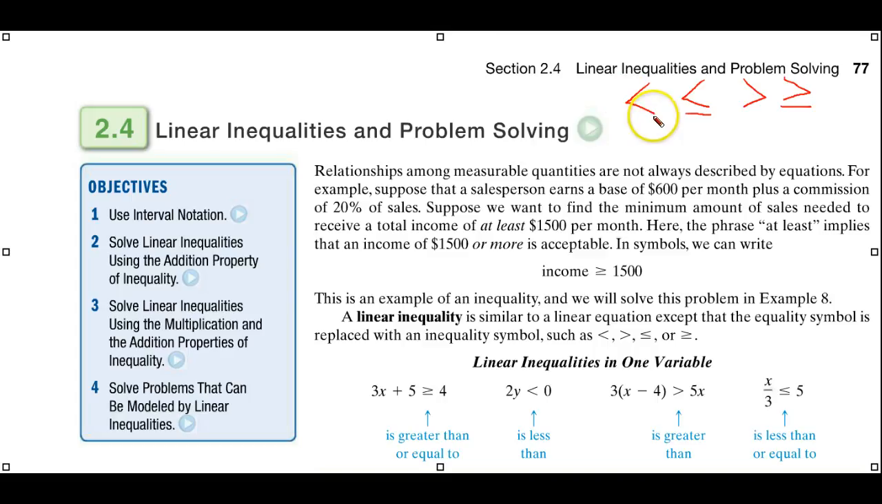This is less than, or equal to, greater than, or equal to. So they're used in replacing what used to be an equal sign. We're using this inequality sign. And then we're going to give you some more background here shortly.